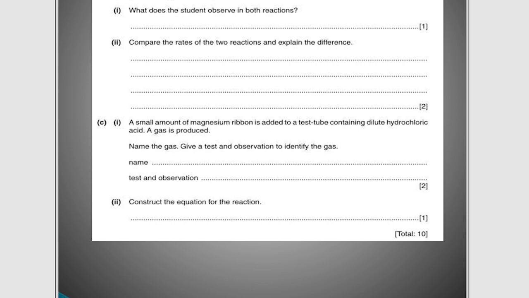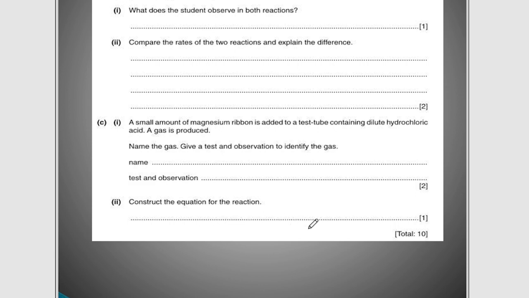So a small amount of magnesium ribbon is added to a test tube containing dilute hydrochloric acid. When an acid reacts with a metal, hydrogen gas will be produced. It produces a squeaky pop sound when tested with a lighted burning splint.